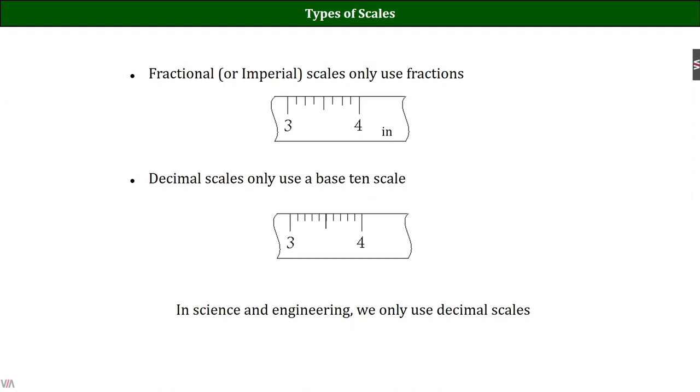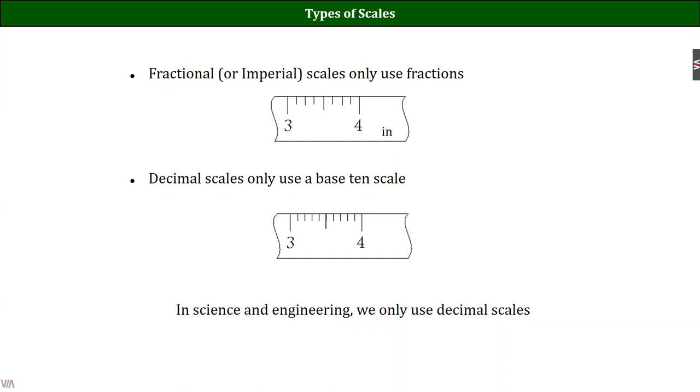Fractional scales are not what we want to use in the sciences, because fractions are complicated for starters. And two, when you convert fractions into decimals to do math with them, you wind up with an issue with rounding, right? How do you take 4 1/4 and put it into tenths? That's got issues with it. So basically, if we see fractional scales in this class, we're going to ignore them. Pretend like those fraction lines aren't there.